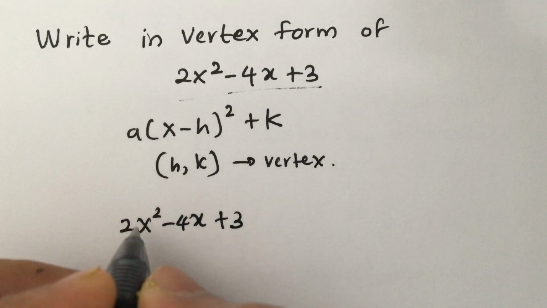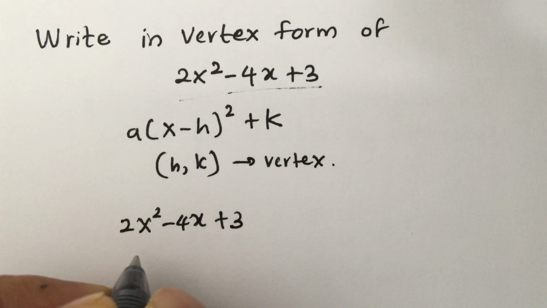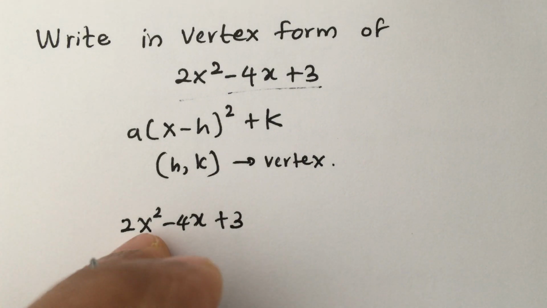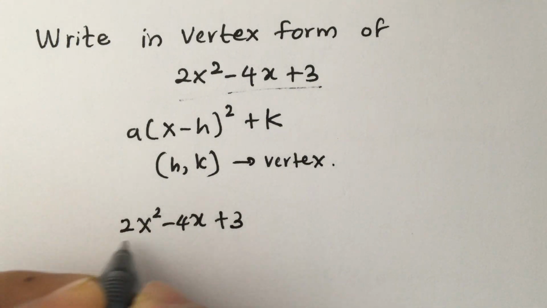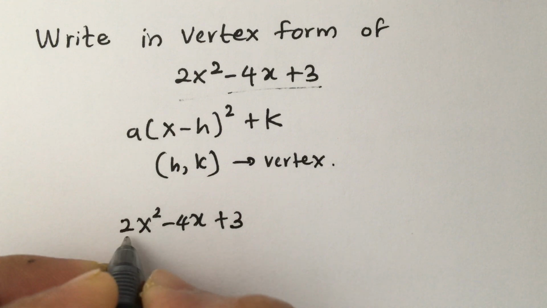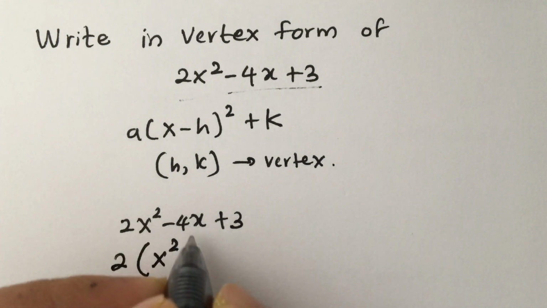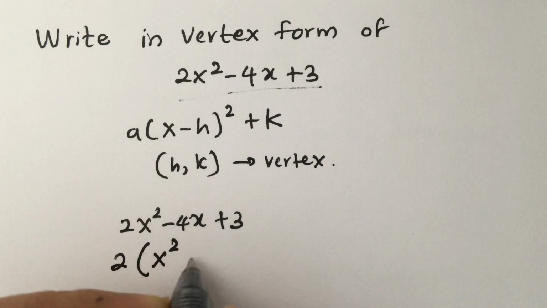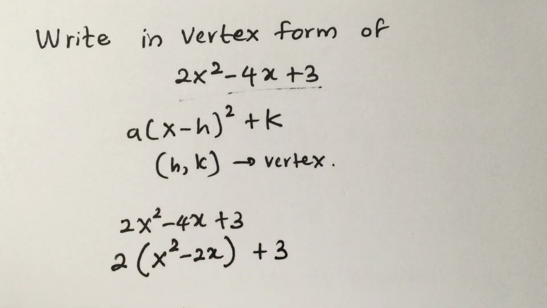Here the leading coefficient is not equal to 1, right? So therefore we have to factor the leading coefficient from the quadratic term and the linear term. This one is the quadratic term and this one is the linear term. So we have to take the leading coefficient out from these two terms. Let's take 2 times x squared, and if you take 2 out from this one, it is negative 2 times x, right? And 3 is like this.